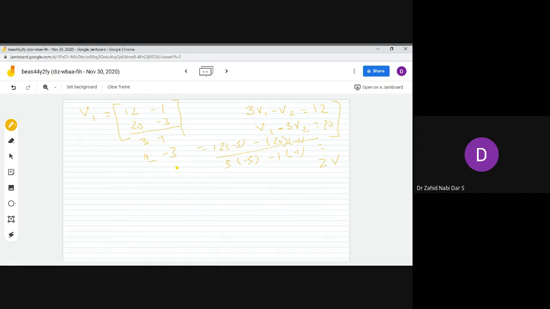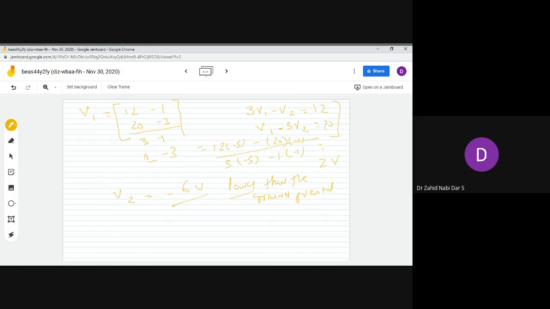Similarly for V2, you will get around minus 6 volts. But the fact that V2 is negative means that the potential at the corresponding node is lower than the ground potential. That is it. So this is the understanding.